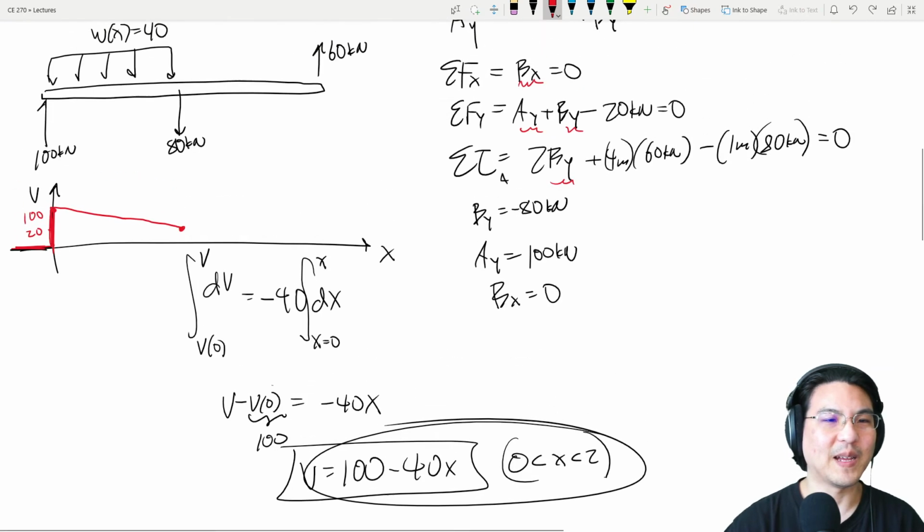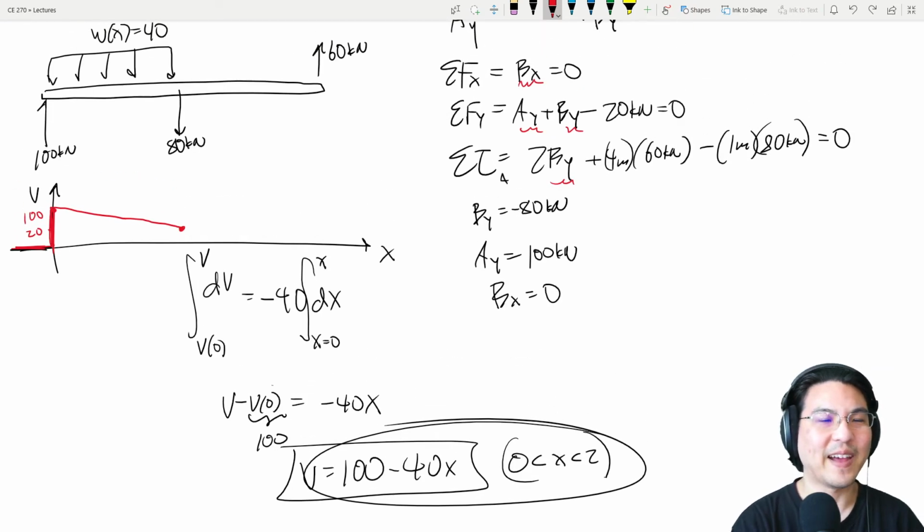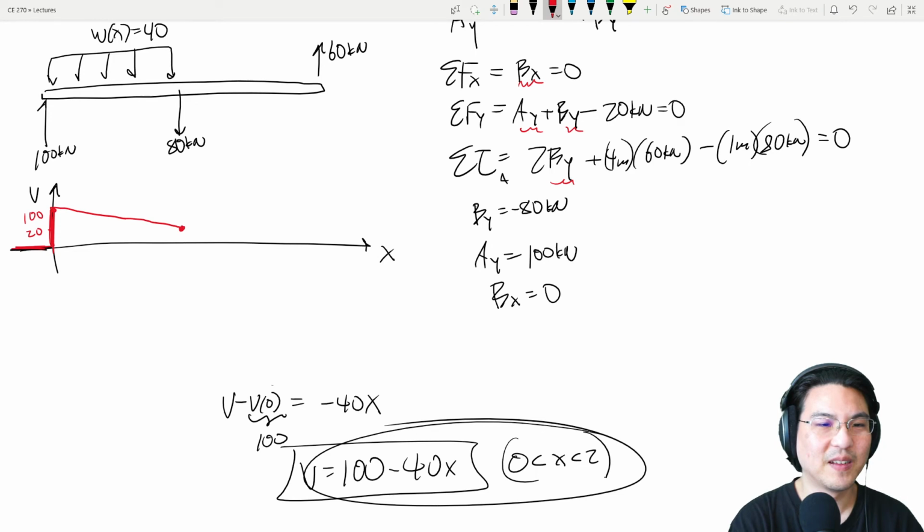Okay. Now, what happens at x equal to 2? Suddenly, you encounter this reaction, which is in the negative direction. So suddenly, from here, it goes down 80. This here to here is 80. Right? So if it starts at 20, then it has to go down to negative 60. Here to here.